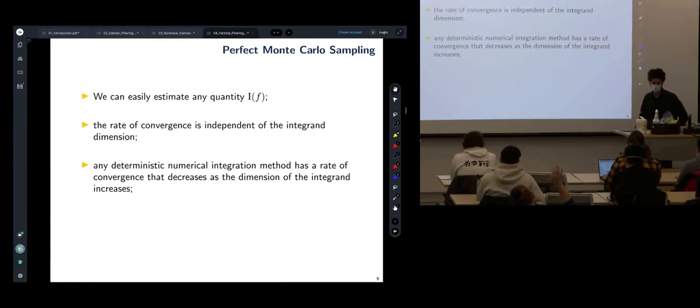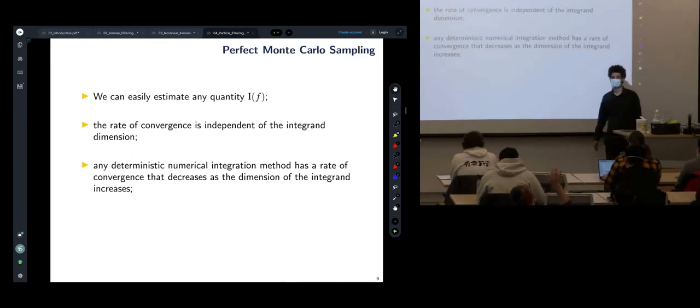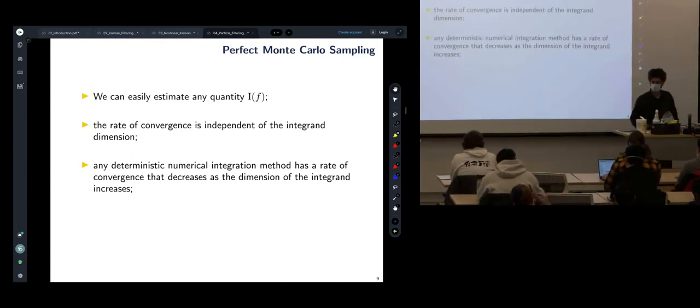So we can estimate any quantity. There is no limitation in what type of function we're dealing with. I was wondering, is there a rule in general for how to know how many samples you need to collect before you can safely assume that your samples actually represent your integral?